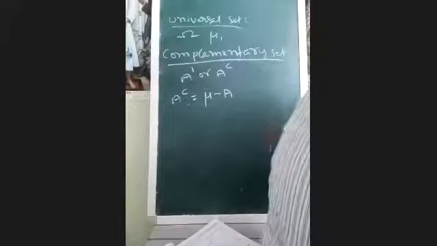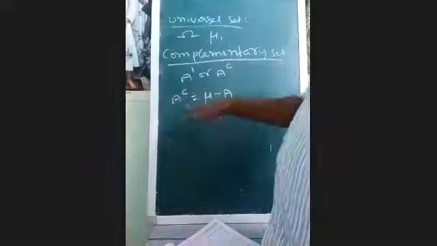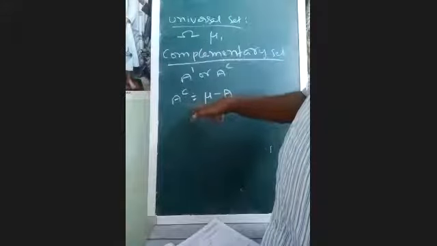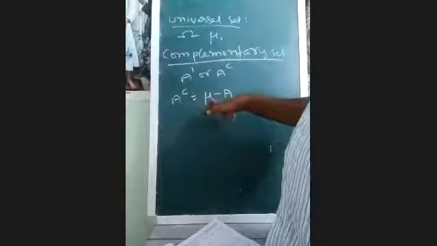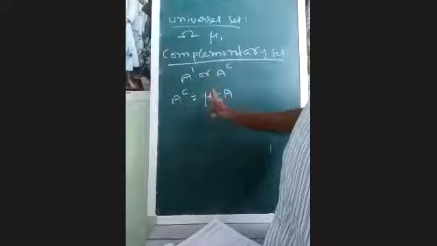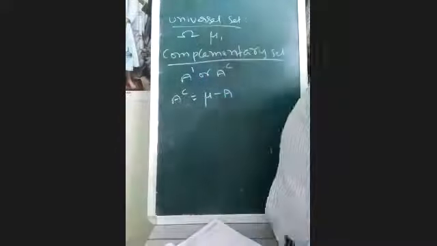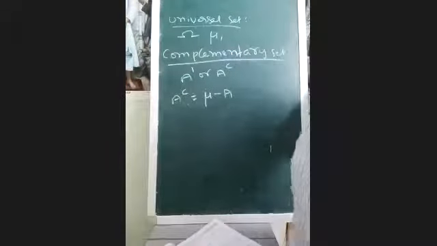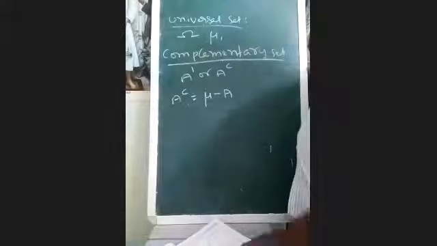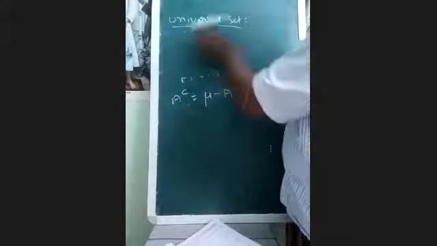What is the definition of the complementary set? The set of all elements which belong to the universal set and do not belong to A. Then this is called complementary set. Okay. Next, disjoint sets.